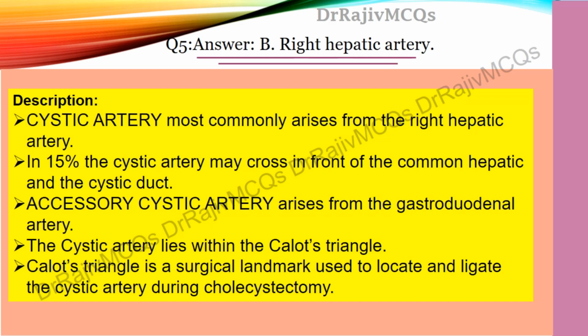The cystic artery lies within Calot's triangle, which is an anatomical space bound superiorly by the inferior surface of the liver, laterally by the cystic duct and the medial border of the gallbladder, and medially by the common hepatic duct. Calot's triangle, or the hepatobiliary triangle, is a surgical landmark used to locate and ligate the cystic artery during cholecystectomy to avoid injury to the extrahepatic biliary system.